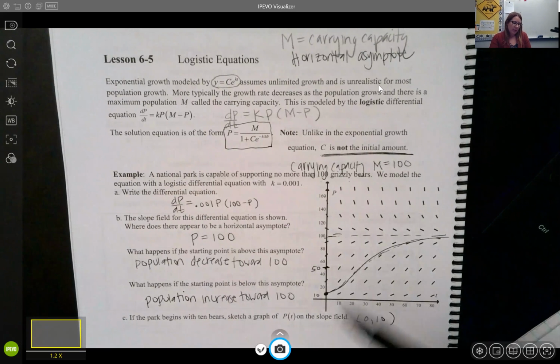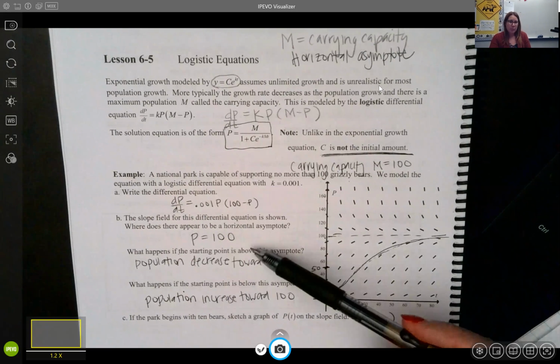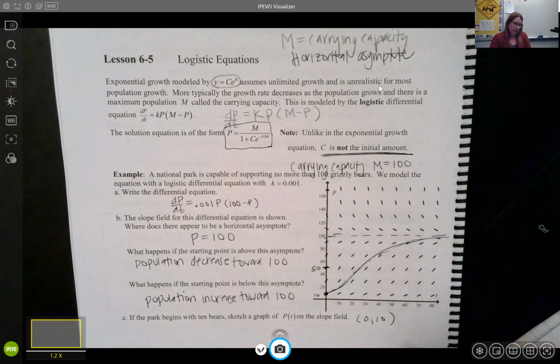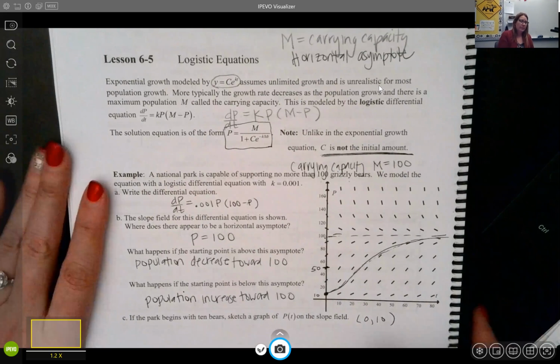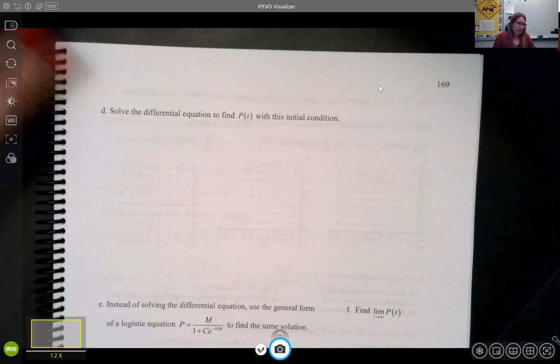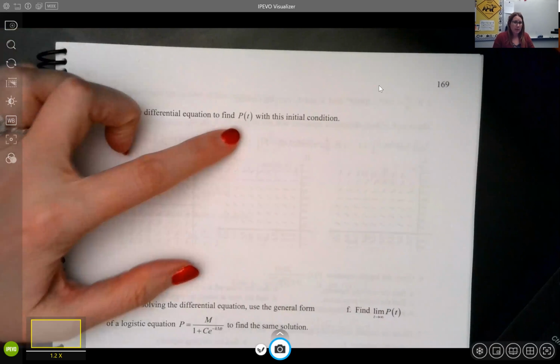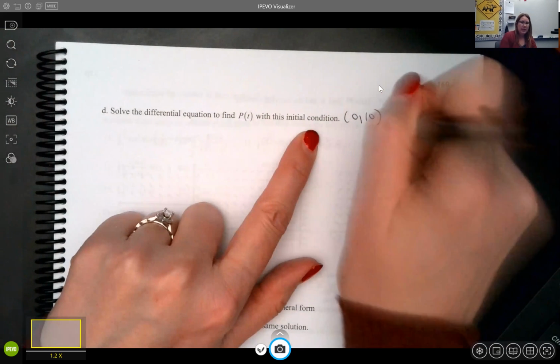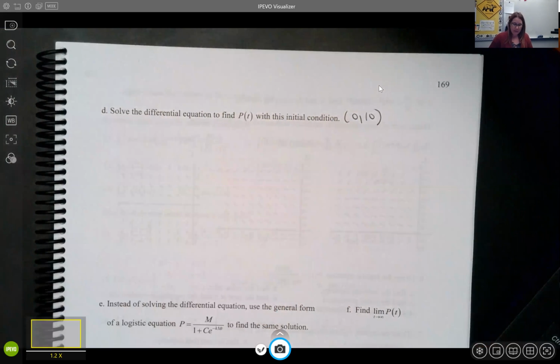So we figured out how to write the equation and interpret what it would mean depending on where the populations start, and what the slope field or a logistic growth model looks like. Okay, so in part D, we're going to solve the differential equation to find P of T with the initial condition (0, 10). I'm going to do this on a separate paper because it takes quite a bit of space, and I don't want to squish it. I want you to understand what we're doing.